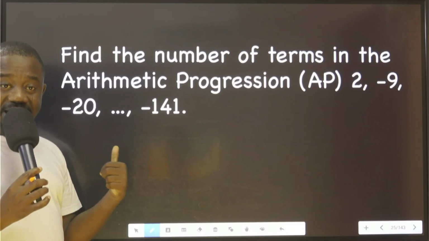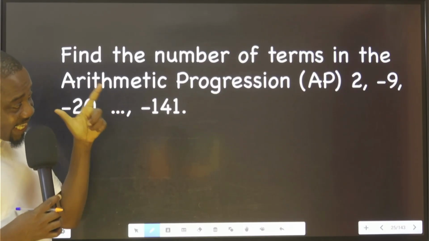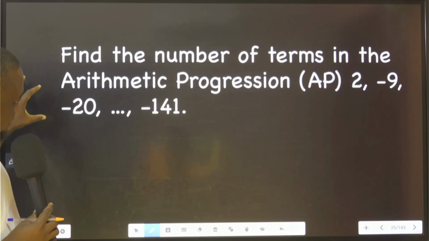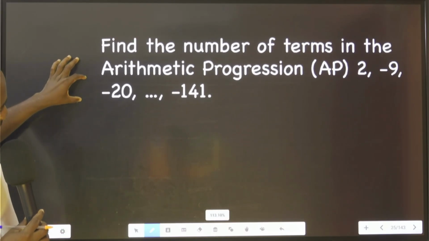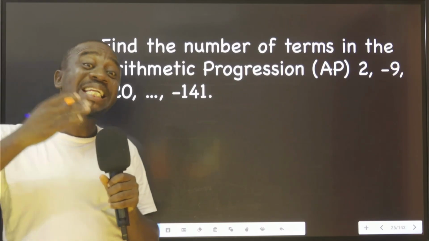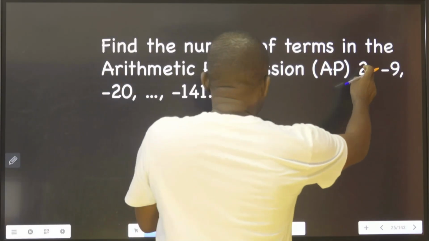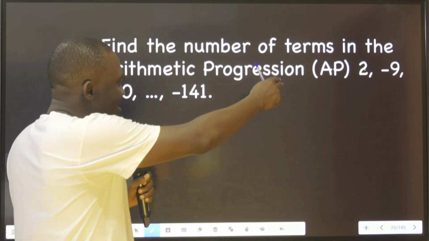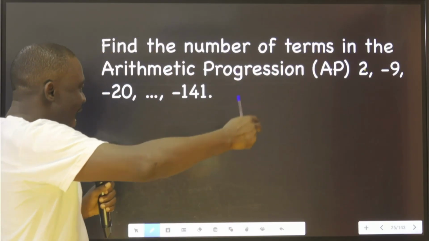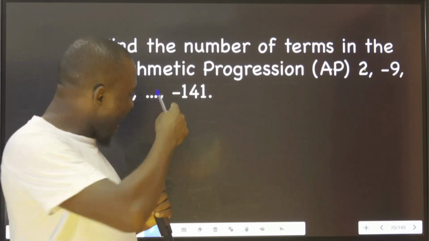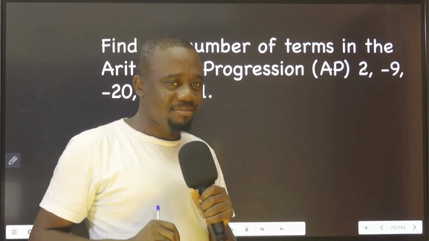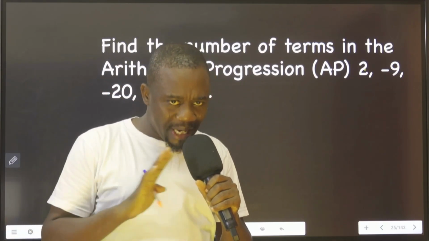Look at this. It says, find the number of terms in the arithmetic progression, this. Okay? The number of terms. How many terms from here to here? One way to do it is you write 2, minus 9, minus 20. You get the next one. Continue to write them, but that is layman. That is for people that don't know mathematics.